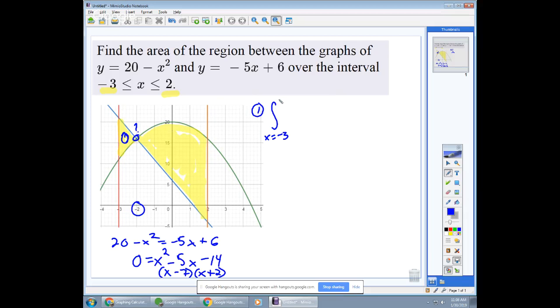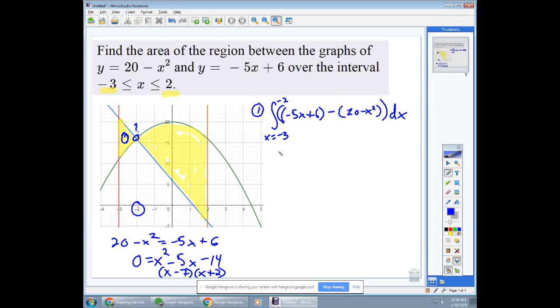GeoGebra or Desmos will tell you that pretty easily too. So we're going to go from negative 3 to negative 2, and the line gets to be on top. So we start off by saying the line first, and then subtract the parabola because it's underneath. So 20 minus x squared, and be careful with your parentheses. We can clean that up for area number 1.